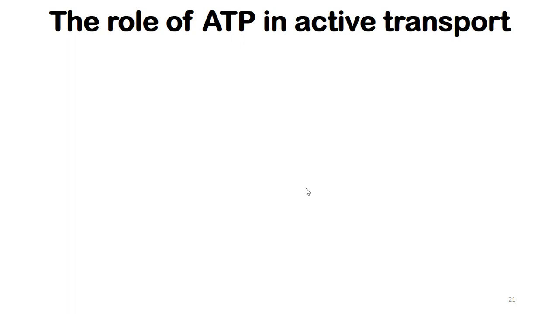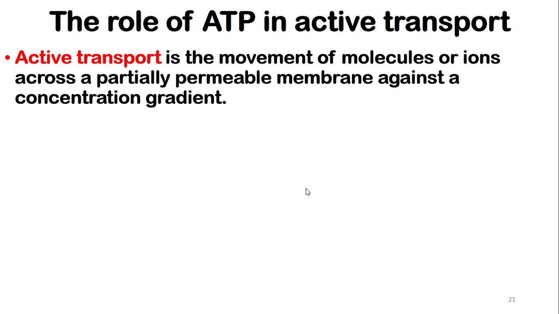The role of ATP in active transport. Active transport requires energy. Active transport is the movement of molecules or ions across a partially permeable membrane against a concentration gradient. Concentration gradient means when there is a high and a low concentration. So we can say that there is a concentration gradient. If both are the same, then we say they are in equilibrium.